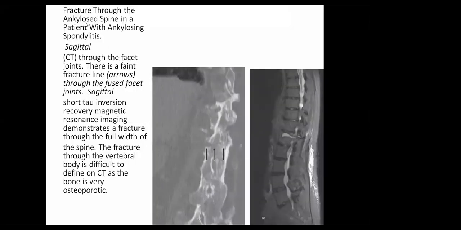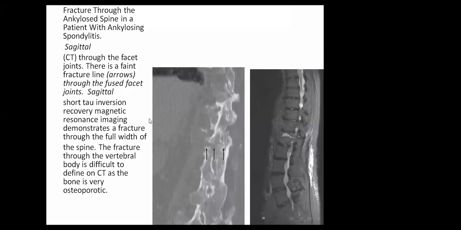This is a fracture of the ankylosed spine in a patient with ankylosing spondylitis, CT sagittal section. There is a fracture through the facet joint. There is a fine fracture line through the fused facet joint.